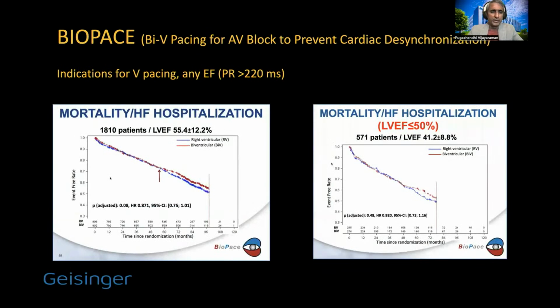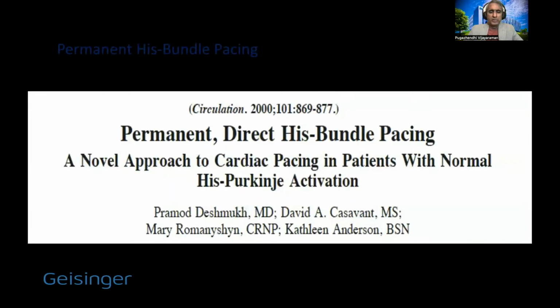And very importantly, this very large study, BioPace, comparing RV pacing versus biventricular pacing in patients with AV block, did not show any significant difference after a very long study in heart mortality or heart failure hospitalization, even in patients with low ejection fraction.